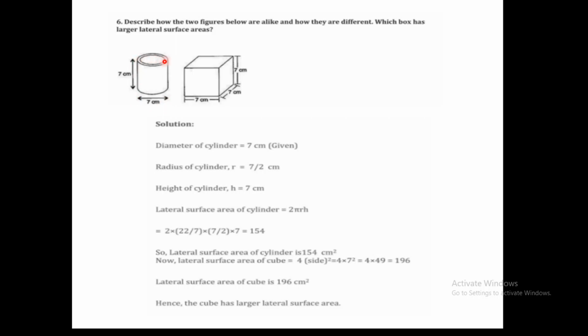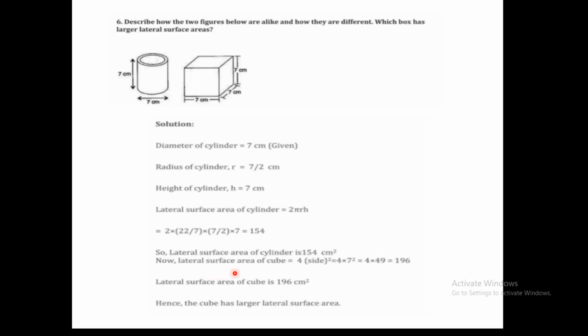For the cylinder, the diameter is given as 7, because look at this, the total length across this circle, that means the total distance here, that is the diameter. So half of it we have to take as the radius, 7 by 2 is the radius. Height of the cylinder is 7. Then lateral surface area we know is 2 pi r h, pi we take as 22 by 7, 2 into 22 by 7 into 7 by 2 into 7, the 2s and 7s will be cancelled, 22 into 7 is 154 centimeter square, the lateral surface area of the cylinder.